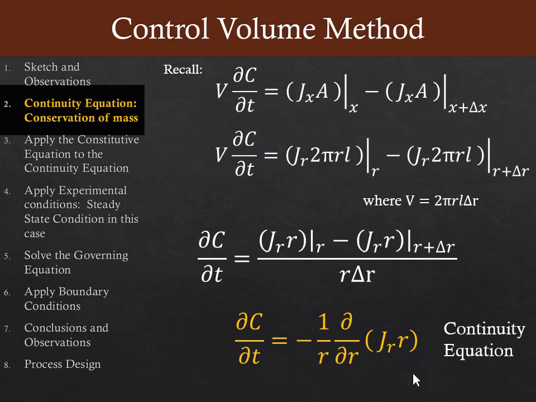And so now what we can do, let's pull this R over here, so this is the 1 on R term, and then the remaining part, this function at R plus delta R minus the function at R over delta R, that again is the negative of the definition of the partial derivative, and our function is J times R. So we've got the partial derivative of J times R with respect to R, okay, just like we had before. And that is our continuity equation.